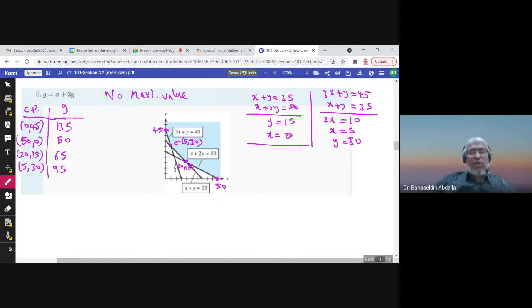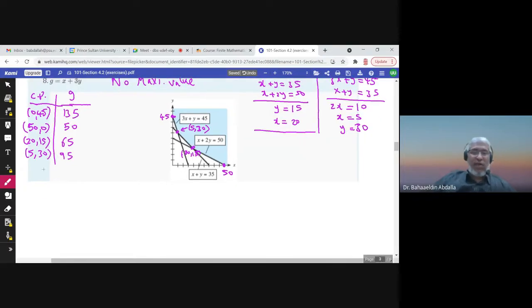So 135 is not the maximum because you can choose, for example, 100, which will be in this region, and it will give you much more than 135. So there is no maximum value. But the minimum value is 50 when x is 50 and y is 0.